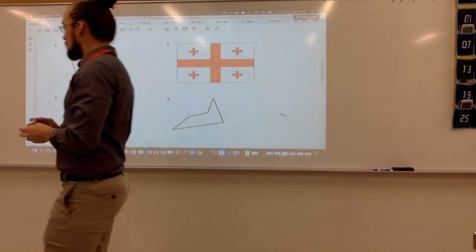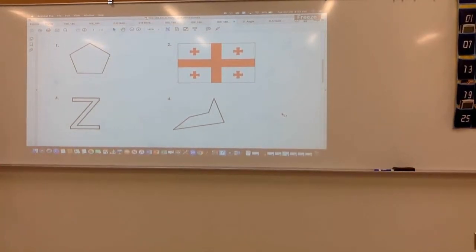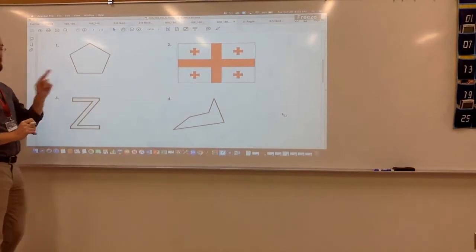So as I was walking around, these seem a little bit harder than you may have anticipated. I've seen a lot of wrong answers as I was walking around. So for the first one, how many lines of reflection did we get? 5. There are 5 lines of reflection for number 1.